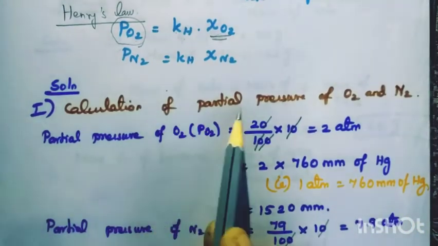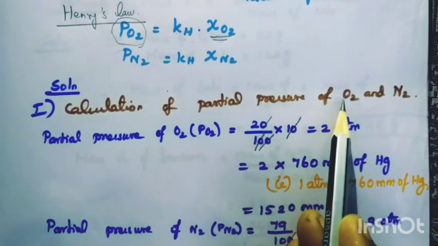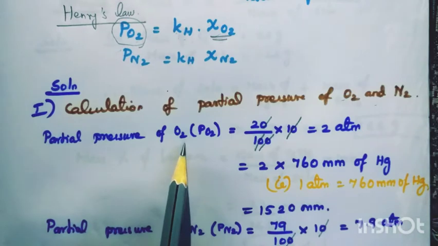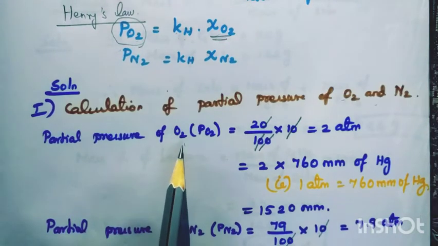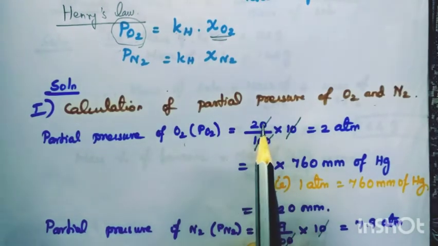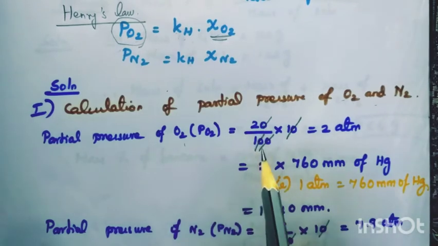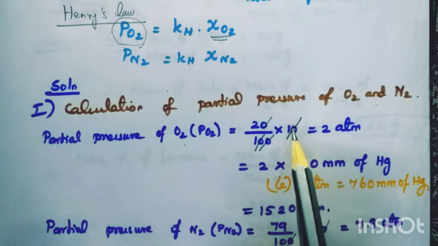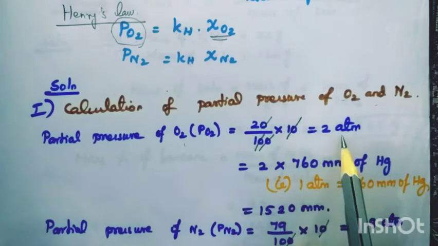First, we have to calculate the partial pressure of oxygen and nitrogen. The partial pressure of oxygen is the individual number of moles of oxygen, 20, by total moles, 100, into total pressure, 10. Substituting all these and cancelling the possible values, we get 2 atmosphere.